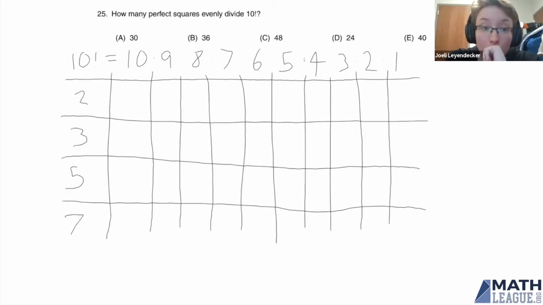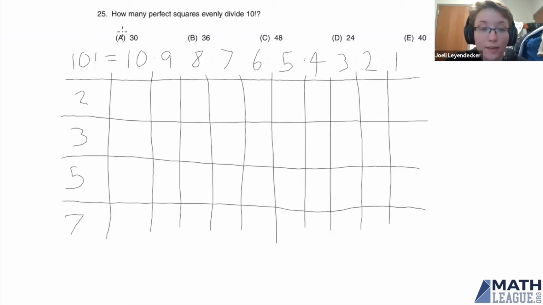So as I hope you all know, 10 factorial means all of the positive whole integers less than or equal to 10 multiplied together. So 10 factorial is 10 times 9 times 8 times 7 times 6 times 5 times 4 times 3 times 2 times 1. To figure out how many squares evenly divide this number, we should first figure out the prime factorization of 10 factorial. So I've written out a little grid here for us.